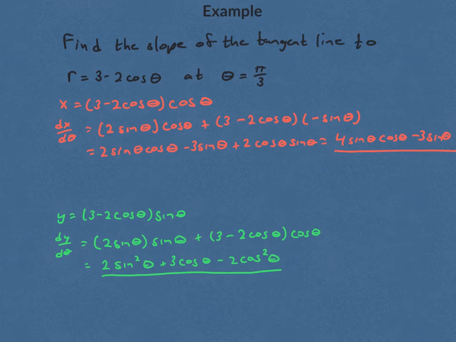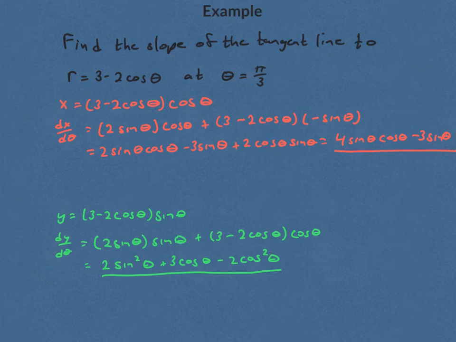So now what I want to do is look at an example here. We want to find the slope of a tangent line to the graph of r equals 3 minus 2 cosine theta at theta equals pi over 3. So in this case, we know x is going to be 3 minus 2 cosine theta times cosine theta.